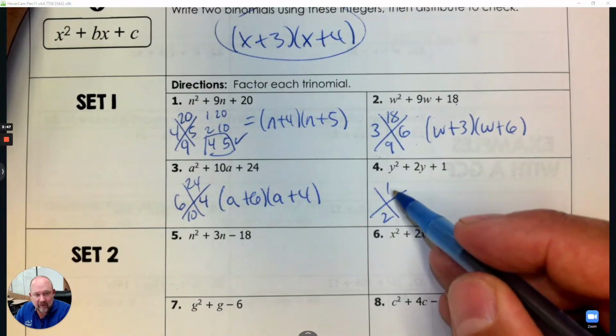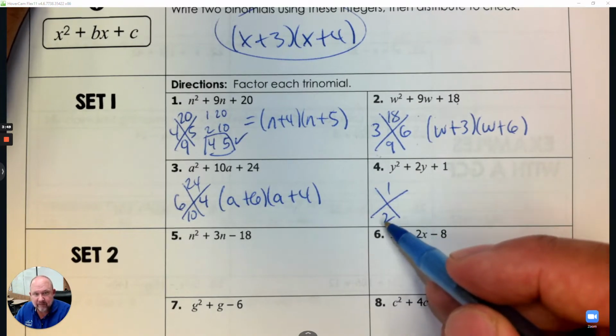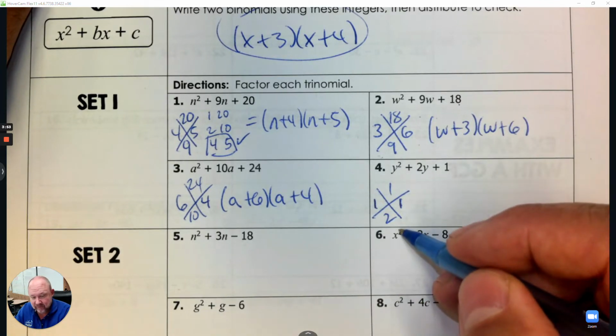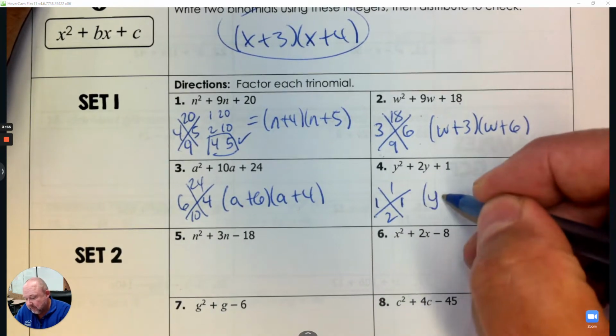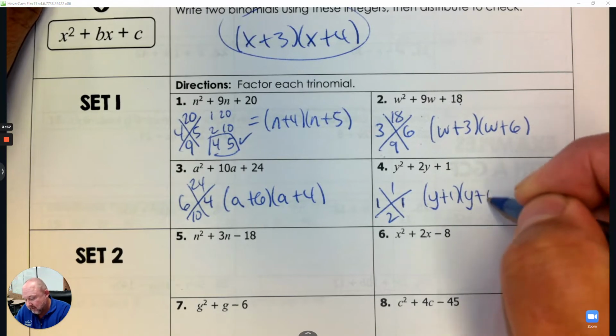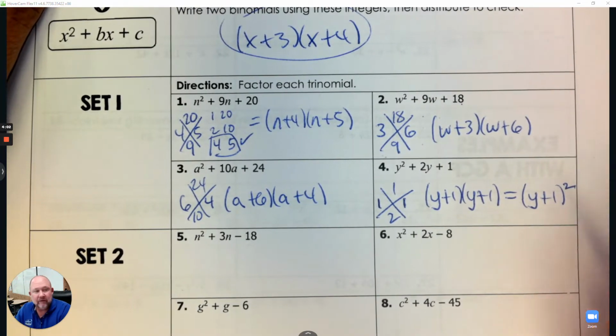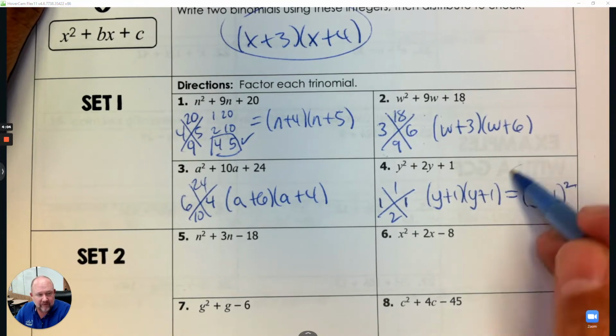Two numbers that multiply to 1 and the same two numbers add to 2. Well, there's only one pair that multiplies to 1, and they do add to 2. Now for this one, it's plus 1 and plus 1. But I want us to practice plus 1 with an exponent 2. So there's two of them. This is what I want you to look at.